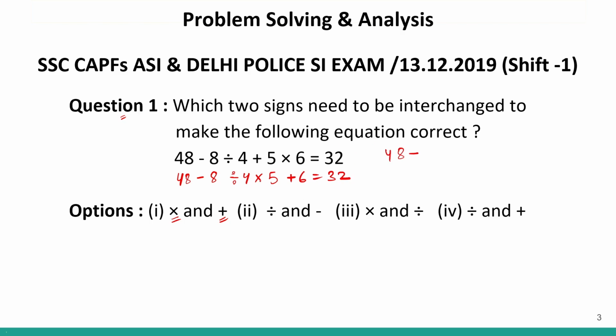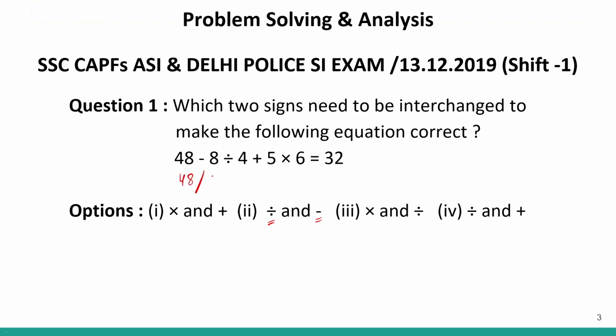48 minus 8 divided by 4 will be 2 into 5. That will give me 10 plus 6. So this will give me 38 plus 6, which will definitely not be equal to 32. So option number 1 is incorrect. Okay, so let us try option number 2. In option number 2, we are interchanging the divide sign with the subtraction sign.